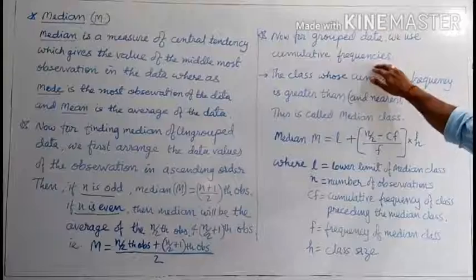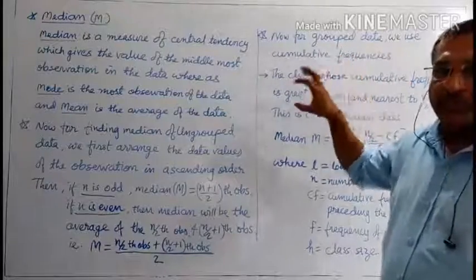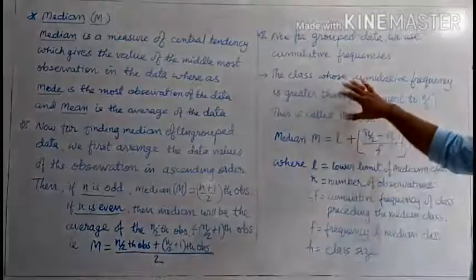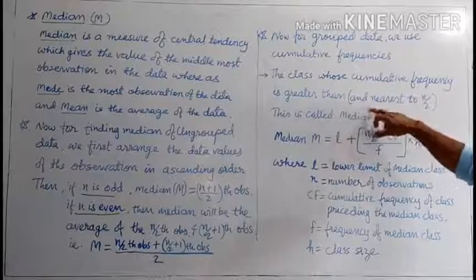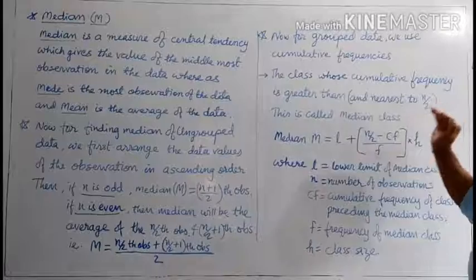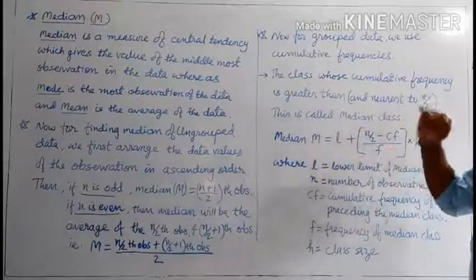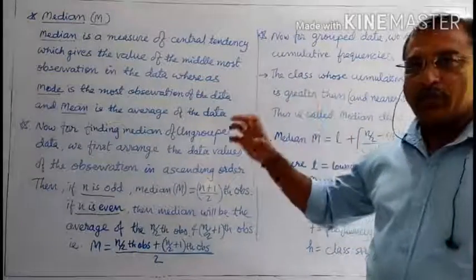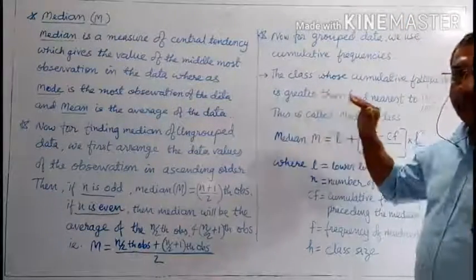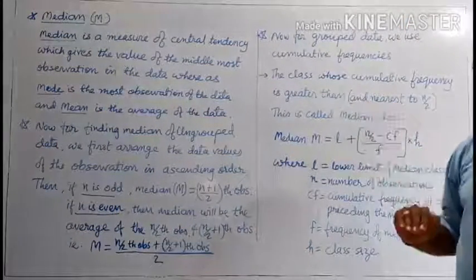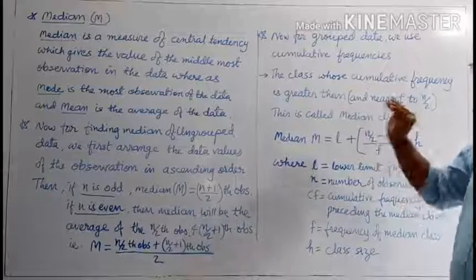So first of all, we have to prepare the cumulative frequency distribution table. The class whose cumulative frequency is greater than or nearest to n by 2 is called the median class. So after preparing the cumulative frequency distribution table, we have to find out which class out of the given classes is the median class.